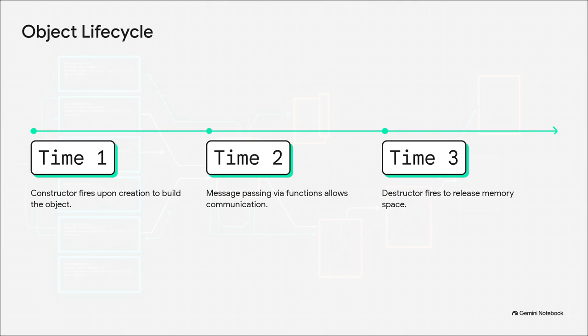Let's zoom out for a second. This timeline tracks the complete physical journey of our object, from birth through active communication to its eventual death. We've seen time 1 where the constructor fires and builds the thing. Time 2 is the active life of the object. It's communicating with other objects through message passing, requesting procedures, sharing information. But what happens when the program is done with it? C++ requires strict memory management. The object has to be destroyed to release the memory space. And if that isn't handled correctly, things go horribly, horribly wrong.